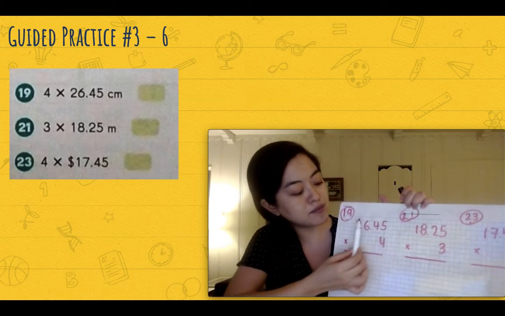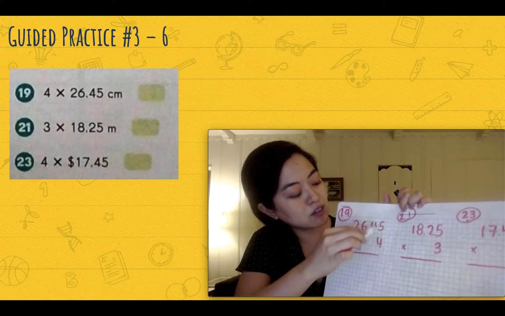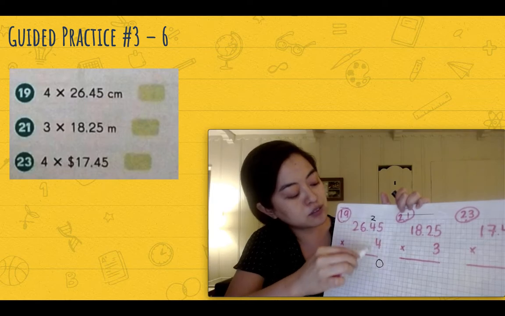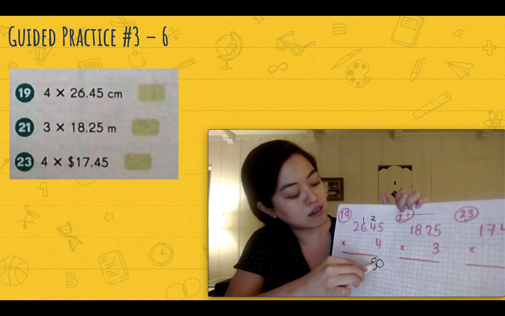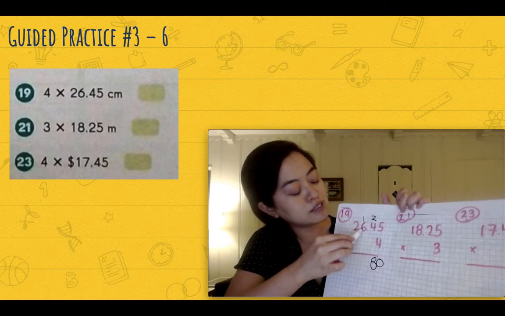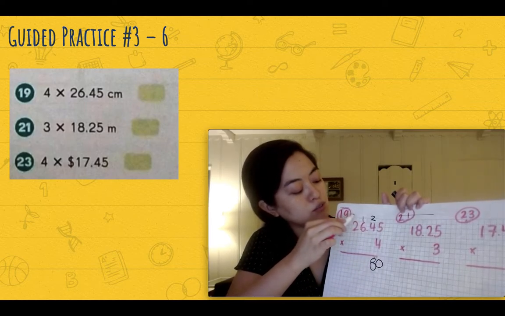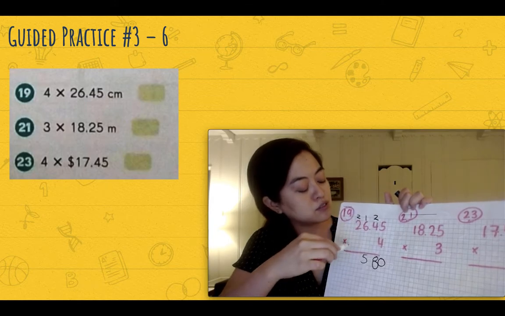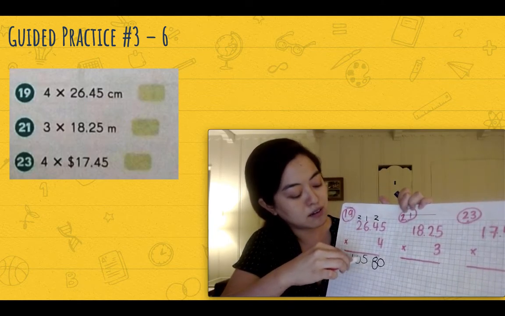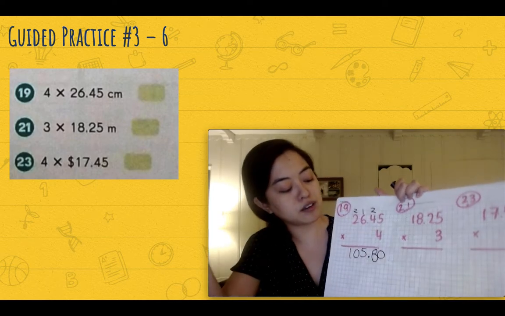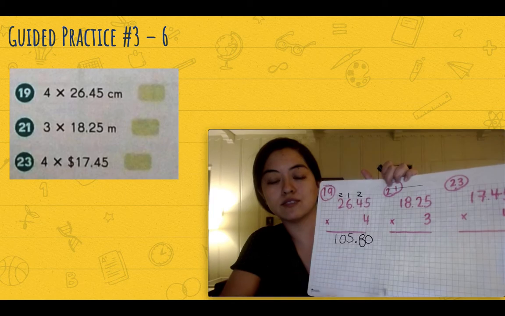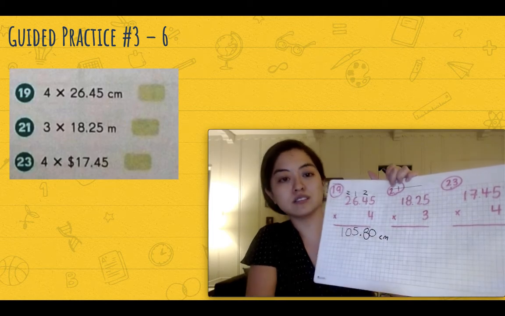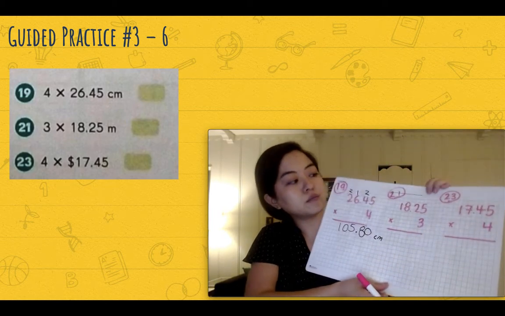Okay, so for 19, 5 times 4 is 20. 4 times 4 is 16, plus 2 is 18. 4 times 6 is 24, plus 1 is 25. 4 times 2 is 8, plus 2 is 10. And drop the decimal point, and it should be here. Okay? All right, so it's 105.80, and I should write the units of centimeters. Okay? All right, let's try number 21.